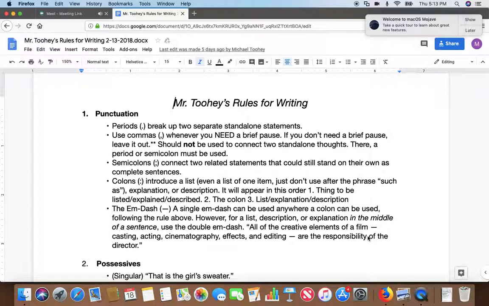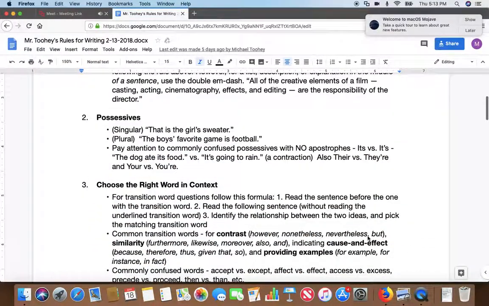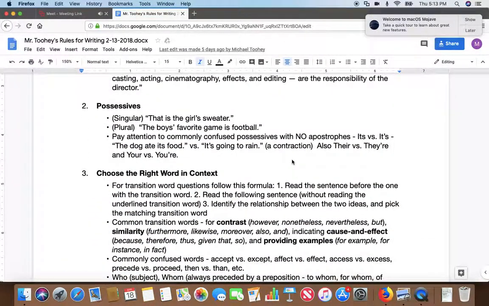No. Okay. Possessives are all about placement of the apostrophe. If you see the apostrophe after the L in girl, we're talking about one girl, and the sweater belonged to one girl. If the apostrophe is after the S, we know we're talking about a sweater that belonged to a group of girls, or multiple girls. We see the plural form of the possessive here.